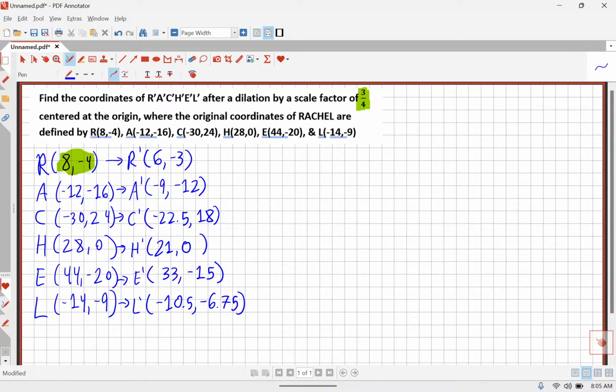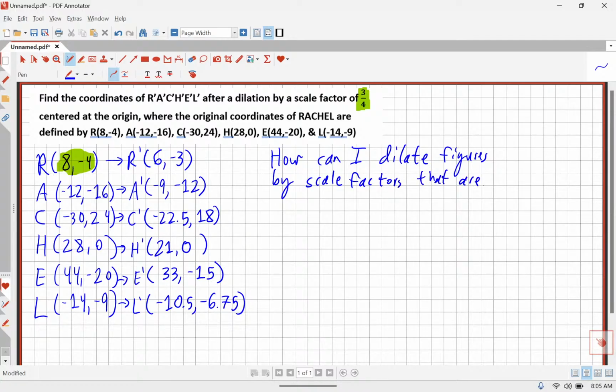Let's see here. Can I get a little help? Reese, what is our first essential question? Let's write that down. How can I dilate figures by scale factors that are not integers?